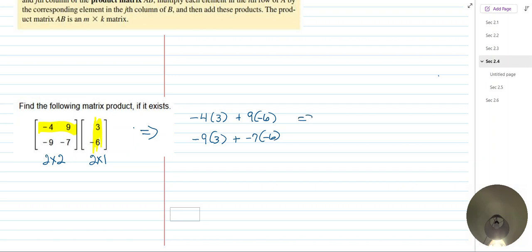All right, so what am I going to get? All right, so this is going to be a -12 minus 54. This is going to be a -27 plus a 42. I'm finally there. This gives me the matrix of 66, negative. Sorry about that.